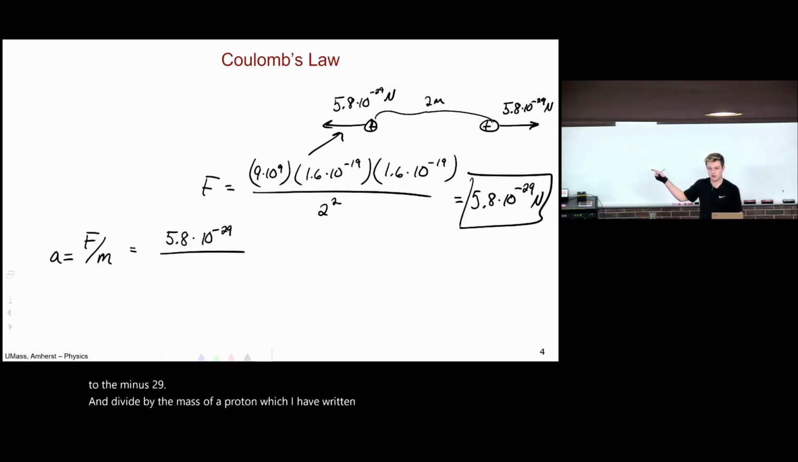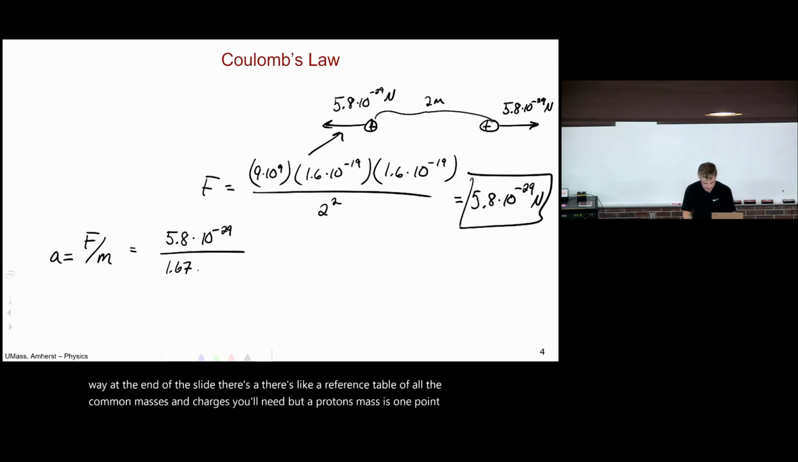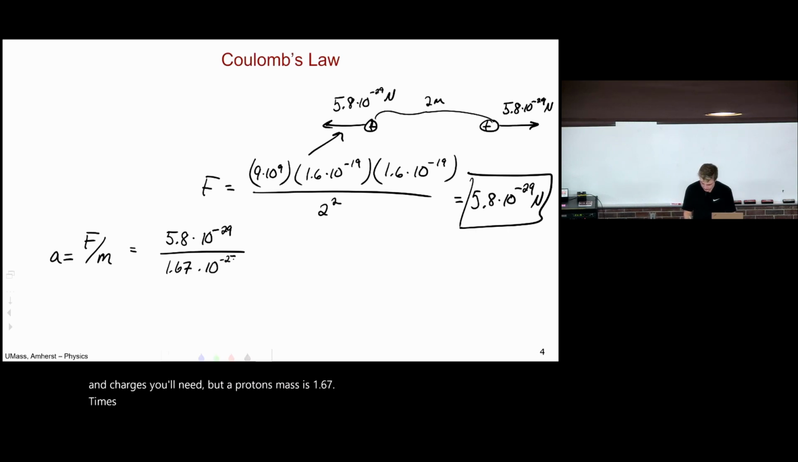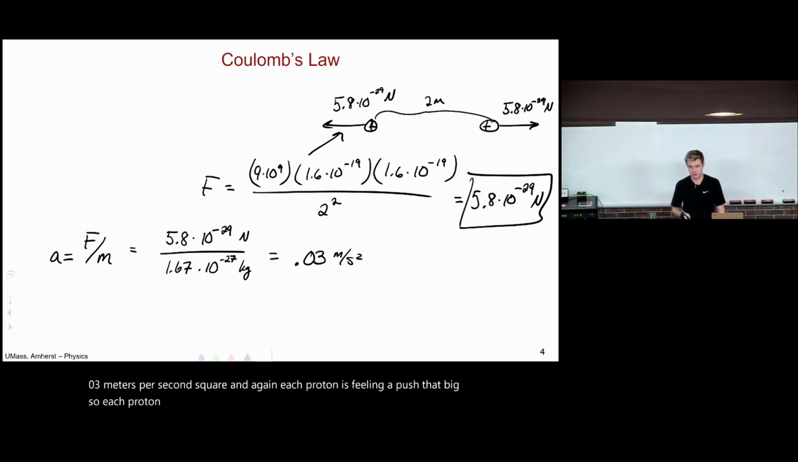By the way, at the end of the slide, there's a reference table of all the common masses and charges you'll need. But a proton's mass is 1.67 times 10 to the minus 27th kilograms. And that comes out to, if you do the division, 0.03 meters per second squared. And again, each proton is feeling a push that big, so each proton accelerates this way, but in different directions.